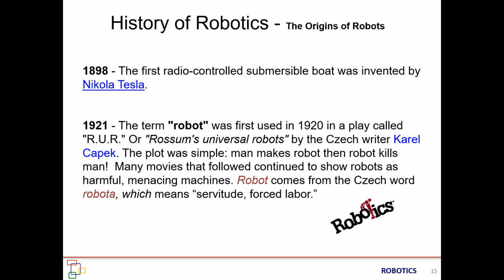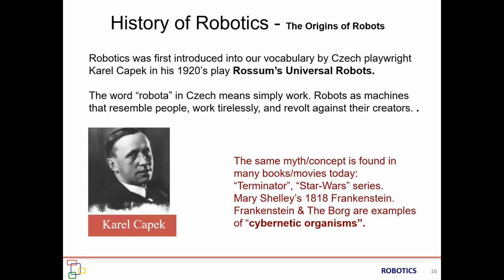Also, a common fact about robotics: the term robot was brought in a play by Karel Capek. There was a play called Rossum's Universal Robots. That is where the word robot comes from, from robota, which means servitude or forced labor. So this is where the term robot was first used. That was about the play.